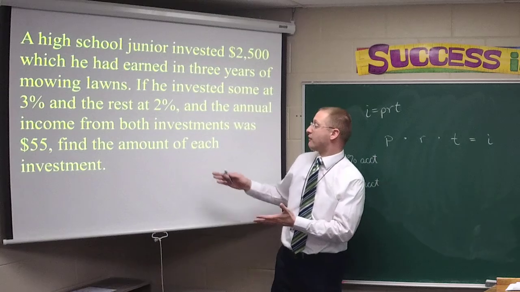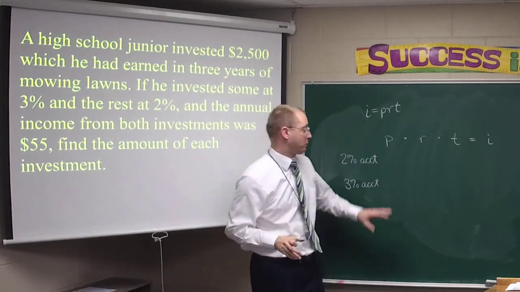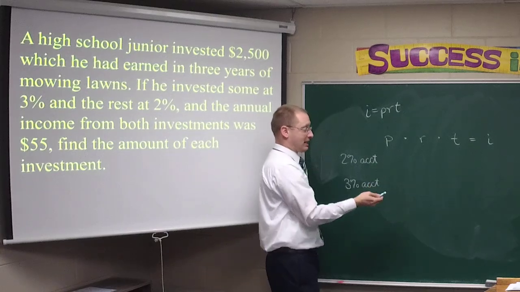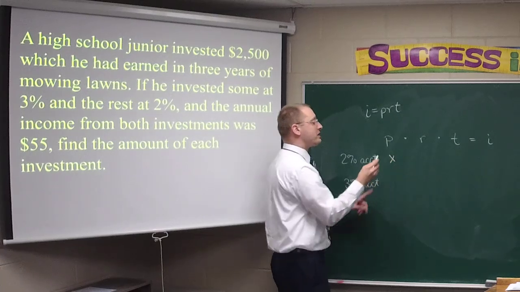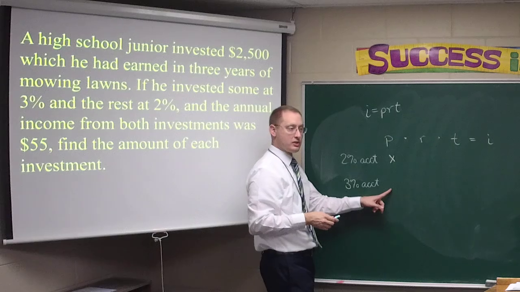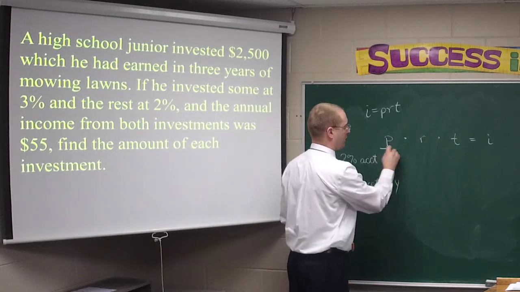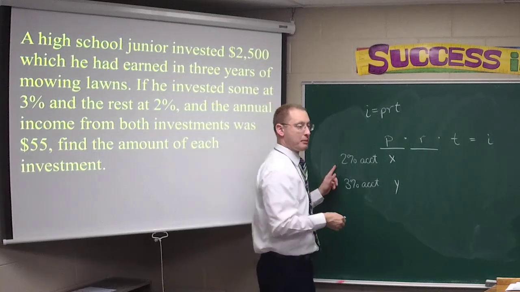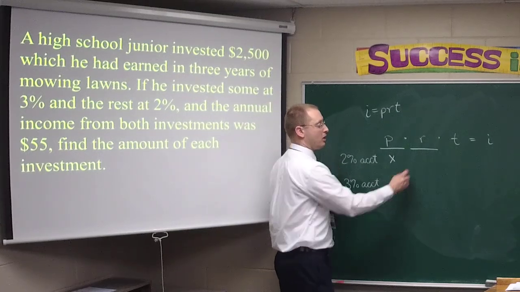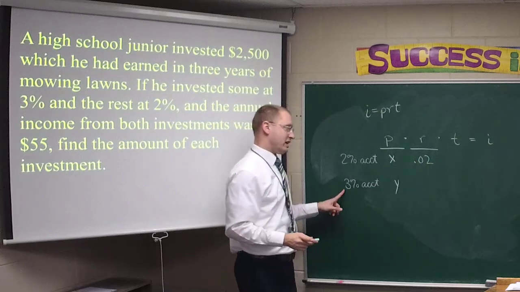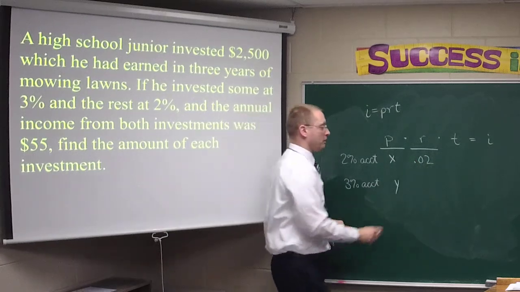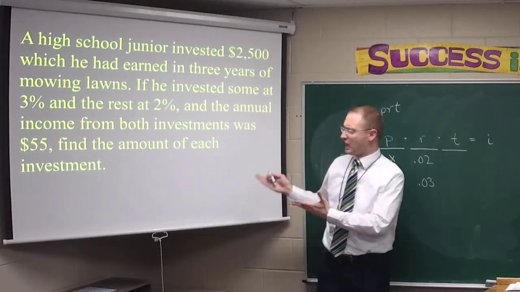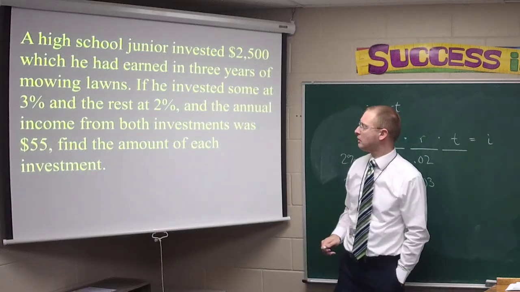I don't know how much of his money he put in this account. That's what it's asking. Find the amount of each investment. How much money was put into each of these investment accounts? Well, I don't know. So since I don't know, class, I could call this X. But I don't know this either, so let's call this Y. I definitely know the rate, 2%. But I'm not going to write 2%, class. I'm going to make it a decimal. 0.02. This should be written 0.03. What about time? What reference is there to time in the word problem here? 3 years.